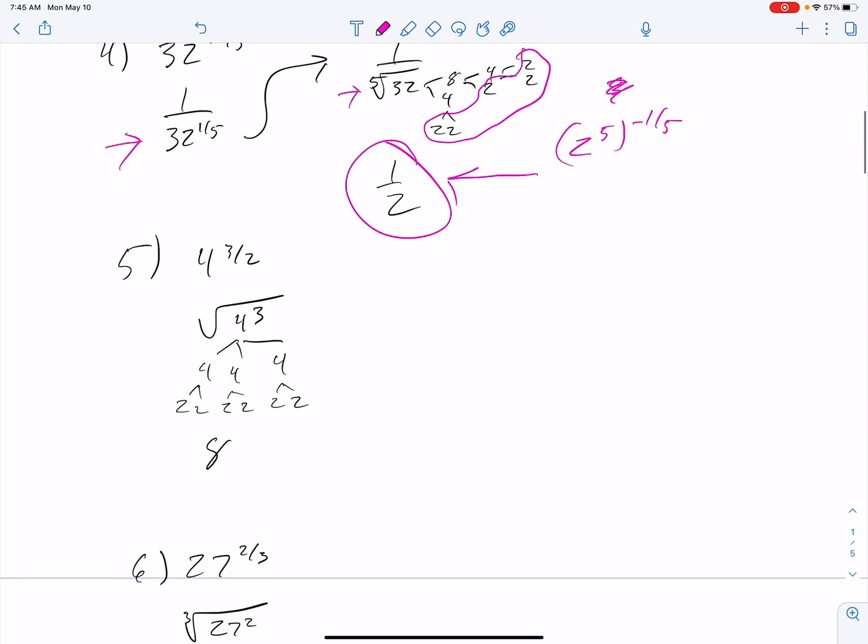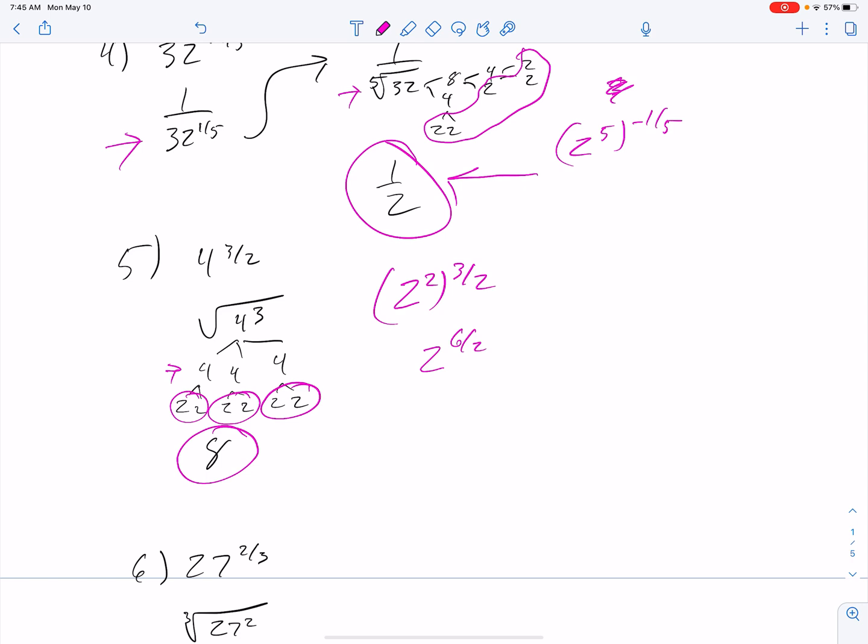4 to the 3/2, I could rewrite that as the square root of 4 cubed, which would get me 3 4s, or 1 set, 2 sets, 3 sets of 2, which is 8. Or I could call it 2 squared to the 3/2, or 2 to the 6/2, which would reduce to 2 cubed, which is 8.